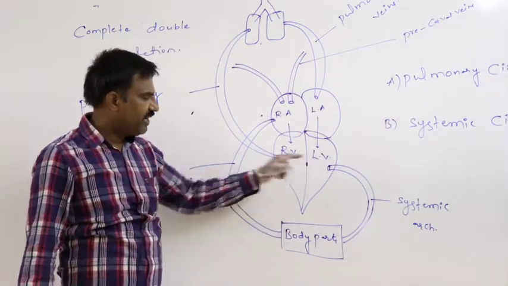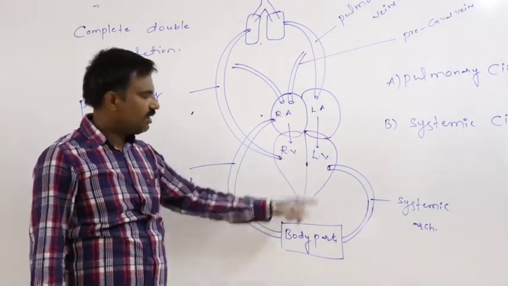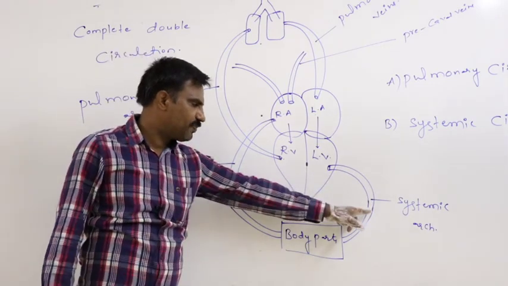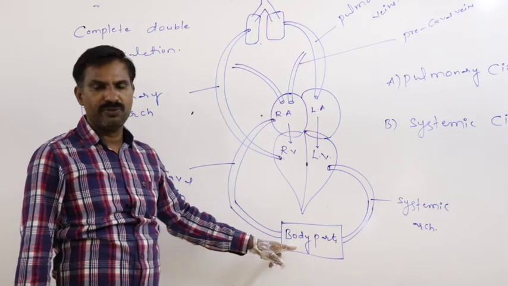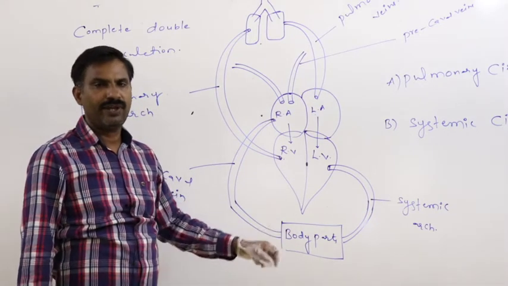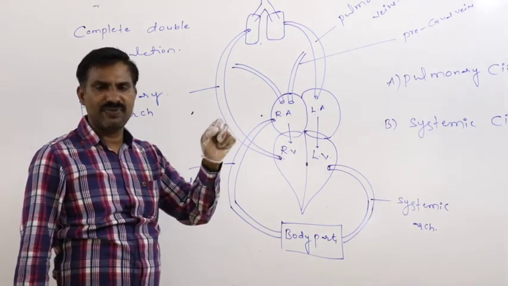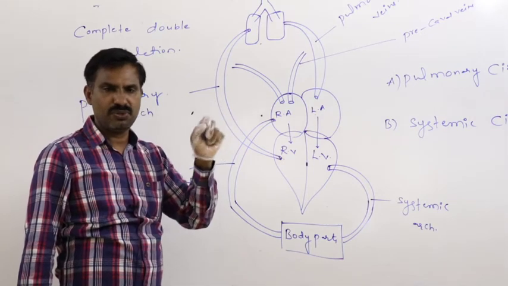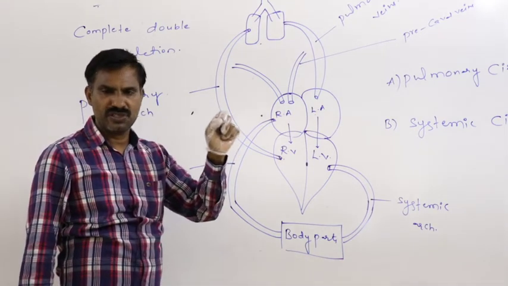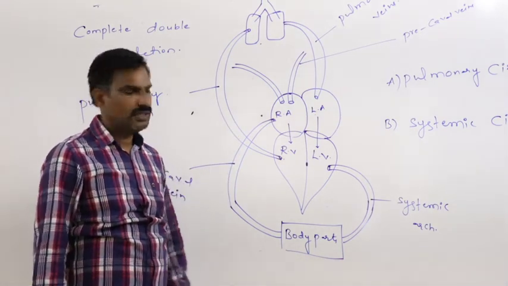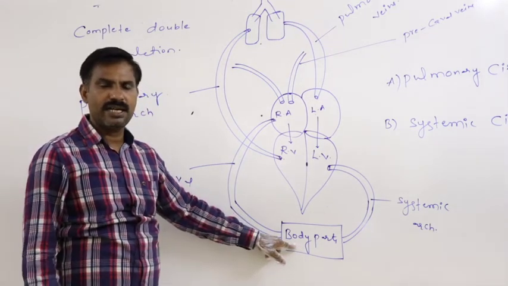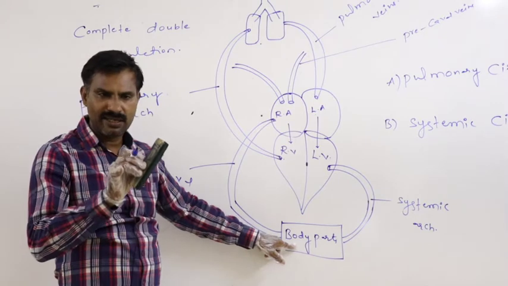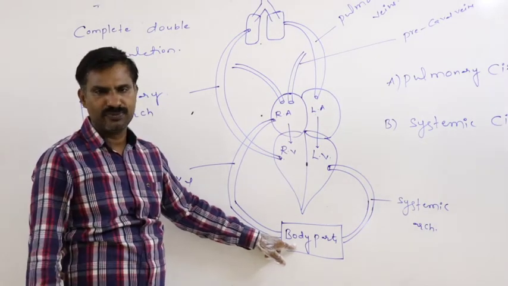From the left ventricle, oxygenated blood is first pumped into the systemic arch, from where it is supplied to the body parts. There, oxygen from the blood diffuses into the tissue, and CO2 from the tissue diffuses into the blood. So only in the body parts, oxygenated blood is turned into deoxygenated blood.